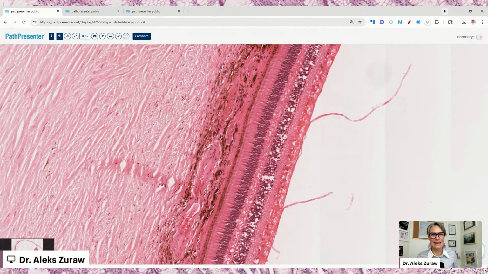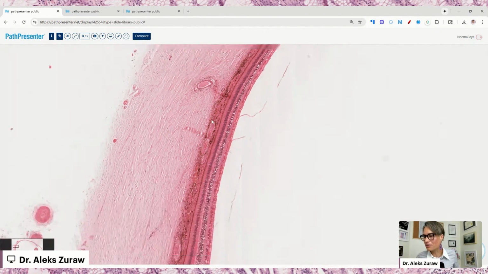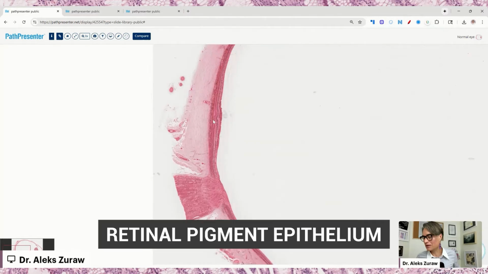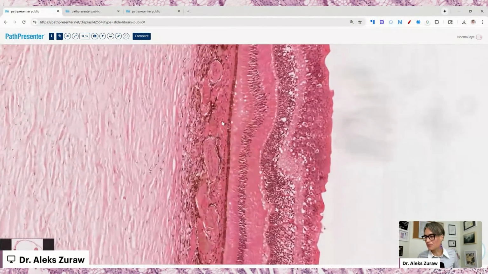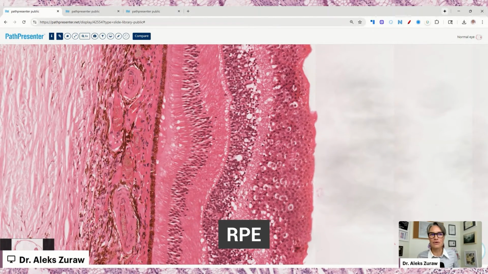Okay, so we're starting from the retinal pigmented epithelium that we already showed, that goes all around the eye. Here are my limited annotation capabilities. So all this dark thing going around the eye is our retinal pigmented epithelium, also abbreviated as RPE. And this is where we are going to be counting the layers from.